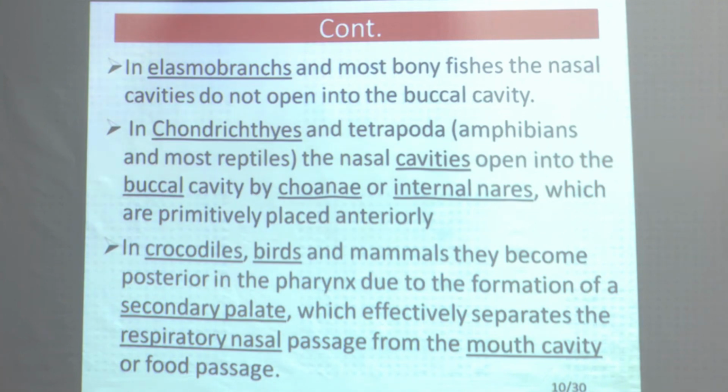Just imagine you have a buccal cavity. This buccal cavity has a roof that is called the palate or secondary palate. Above the palate there is the nasal passage. That means the external nostril opens here and the air passes through the external nostril, and this passes through the upper position of the palate. So in higher vertebrates, a secondary palate is there which effectively separates the respiratory nasal passage from the buccal cavity or food passage.